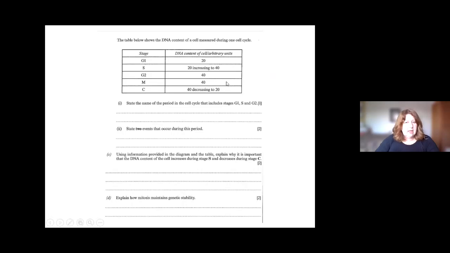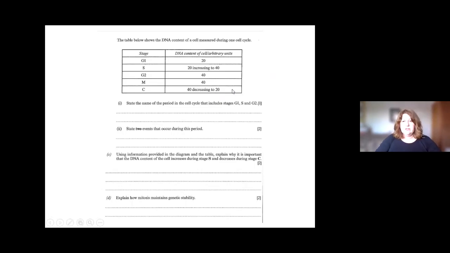It'll maintain that content through G2 and into mitosis. But then during cytokinesis, look, it'll halve, it'll go from 40 to 20. That's because each of the daughter cells will get half of the 40, which is 20. If you look at it, it's the content of a cell, not the content in total, the content of a cell. So this is why we've gone from 40 to 20. Please look out for that in tests and questions that you've come across.